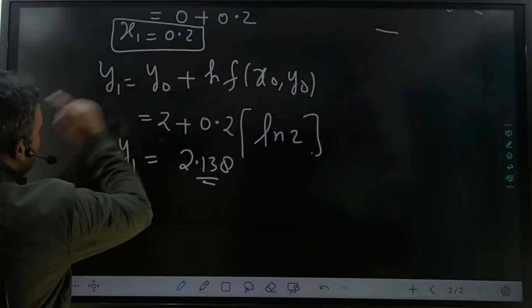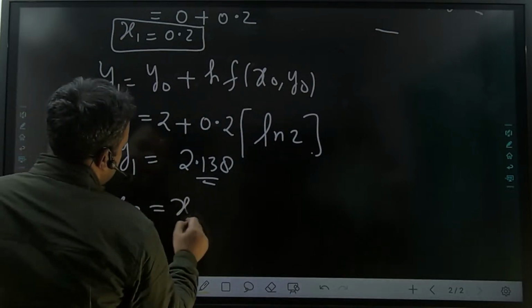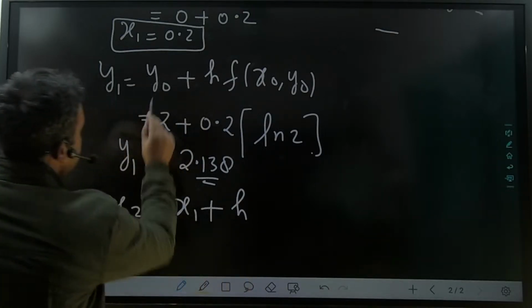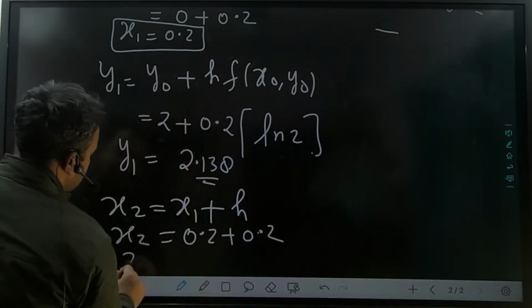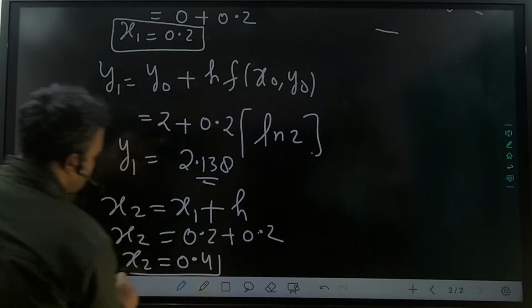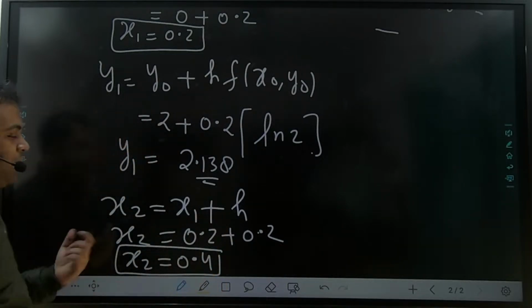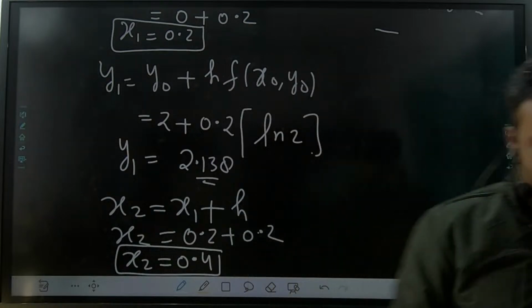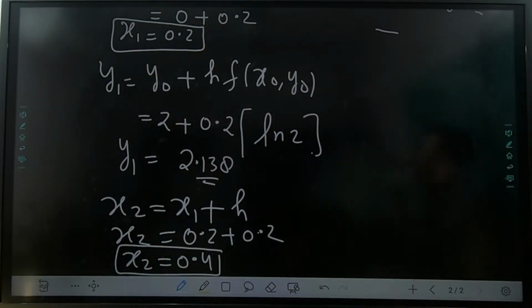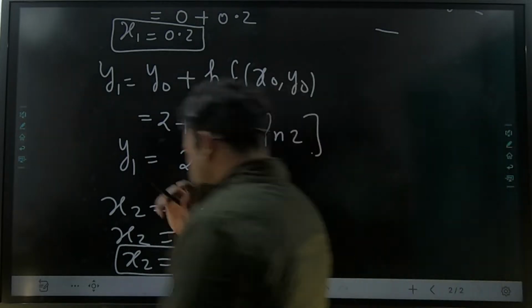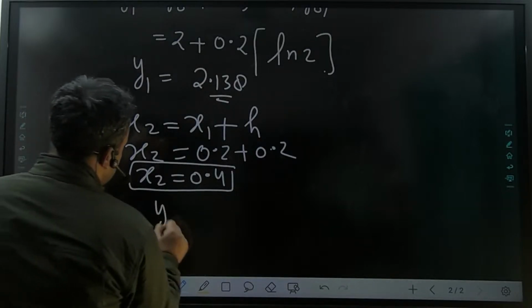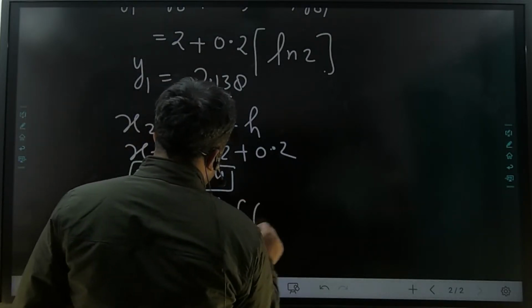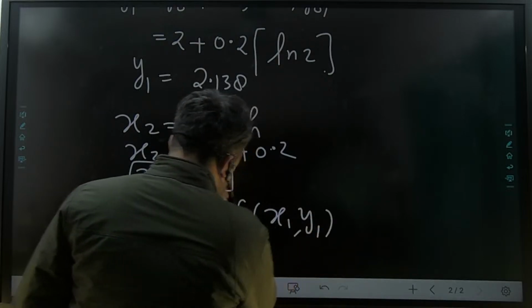So x1 I got, right? So now x2 will be what? x2 will be x1 plus h. x1 is 0.2. H is also 0.2. So you see we got x2 as 0.4. And at this value only of x, I want to calculate y. It means y2 will be my answer. Right? Because I got that value of x on which the y value is asked. So this is x2. What is y2 then? y2 is nothing but y1 plus h times function value at x1 and y1. Right.